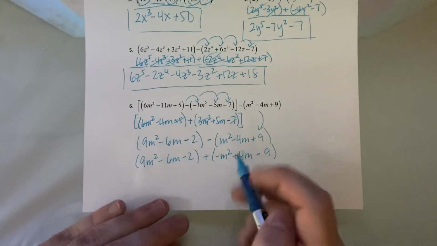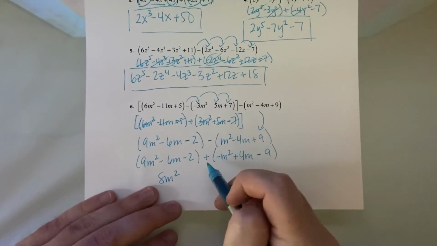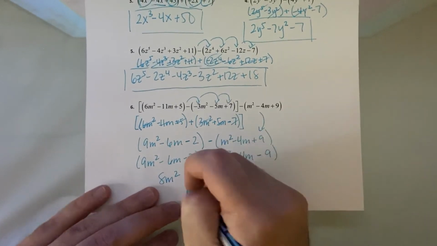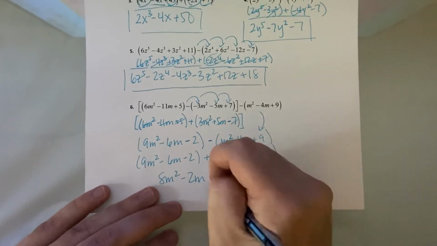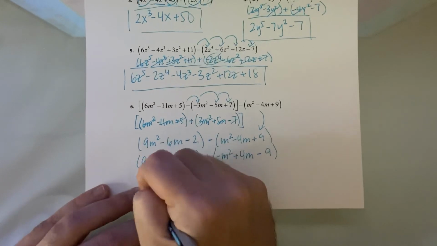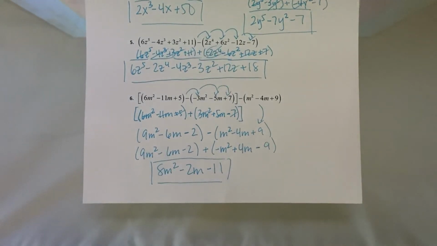9m squared plus negative m squared is 8m squared. Negative 6m plus 4m is negative 2m. Negative 2 plus negative 9 is negative 11. And that is all for 4.4.